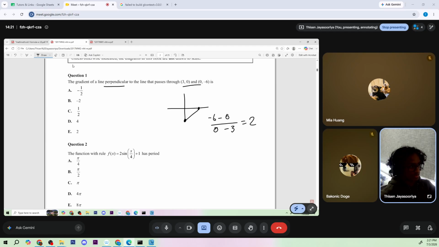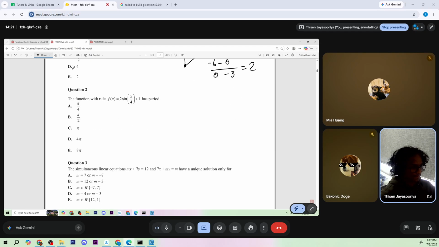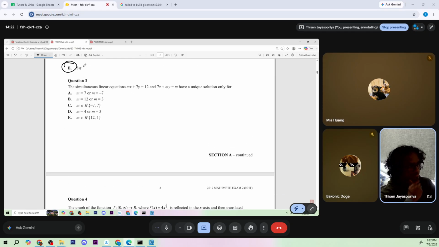Well, we care about the perpendicular, so it's going to be a, right? Here, the period of this function is 2 pi over 1 over 4, which means it's 8 pi. So it has to be a. Here, these 2 equations have a unique solution only if... here the answer is just going to be C.